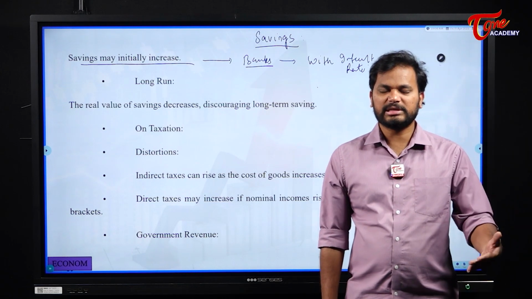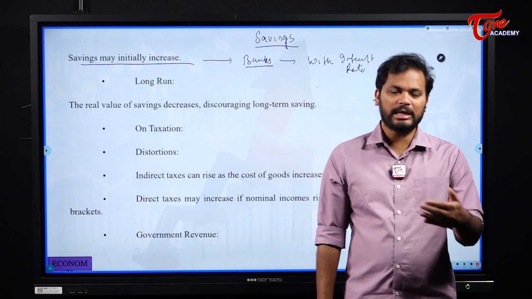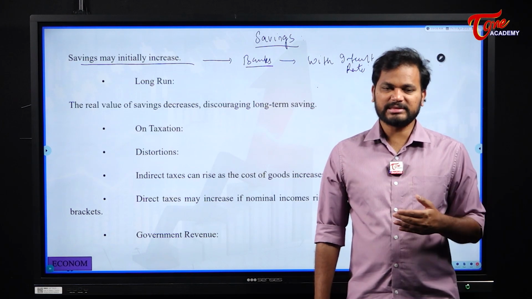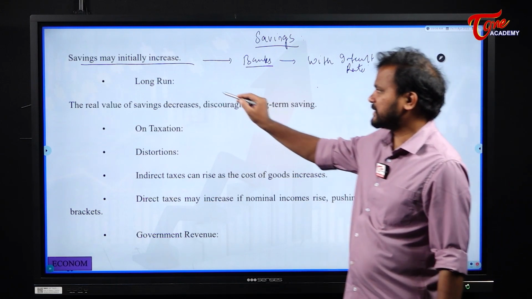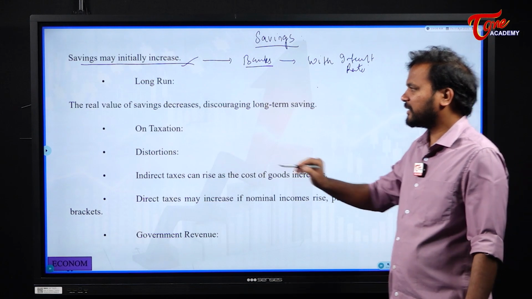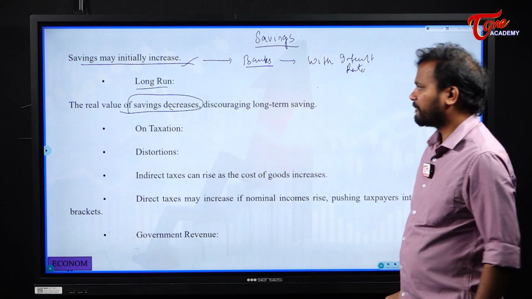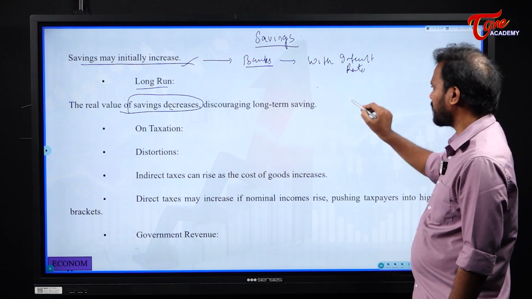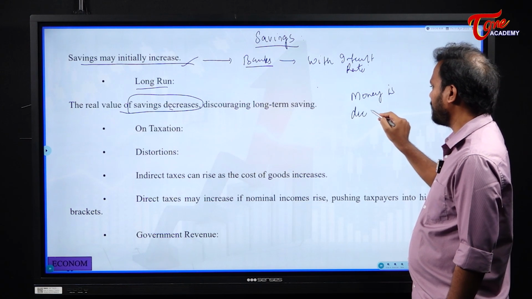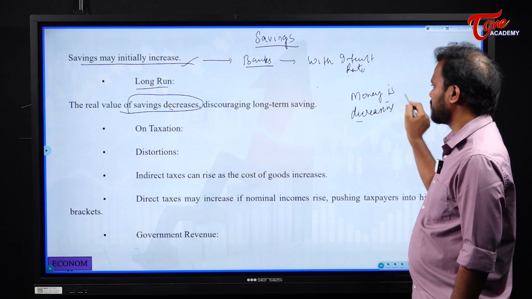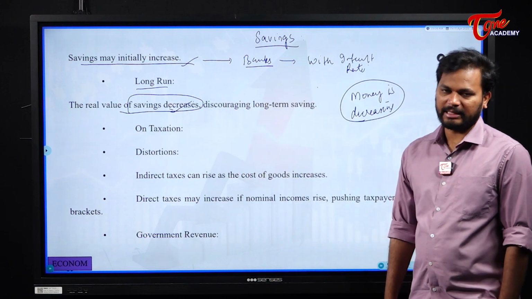If there is availability of money in the market, to squeeze that amount from the market, the banks will encourage people to deposit that money in the bank so that it increases the savings rate. But in the long run, the real value of savings also decreases, because the value of the money by itself is decreasing. So as a consequence of that, the value of the savings also will decrease.